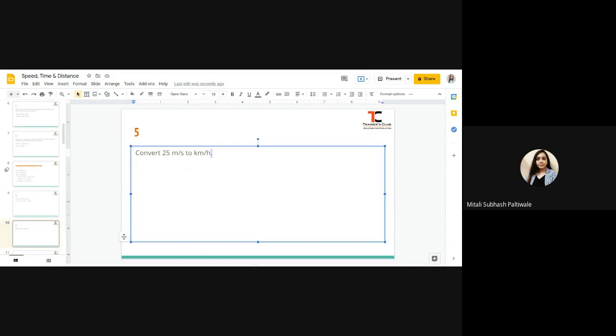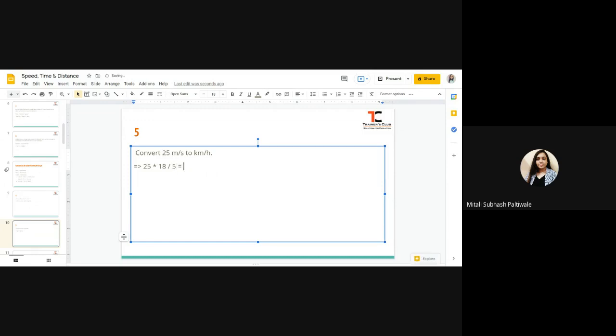Now we have to convert here meter per second to kilometer per hour, which is again 25 into 18 by 5. Do not forget this. We are multiplying by 5 by 18 and 18 by 5 both. So in case kilometer per hour is there and you have to convert it into meter per second, you have to multiply the value with 5 by 18. And if the question has the value in meter per second and it is asking in kilometer per hour, then you have to multiply it with 18 by 5.